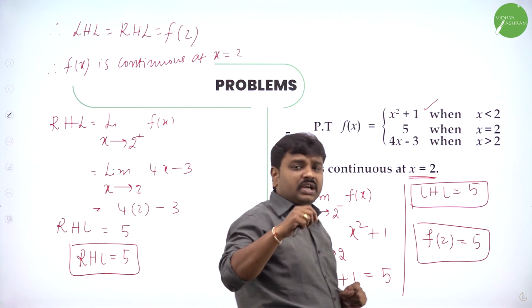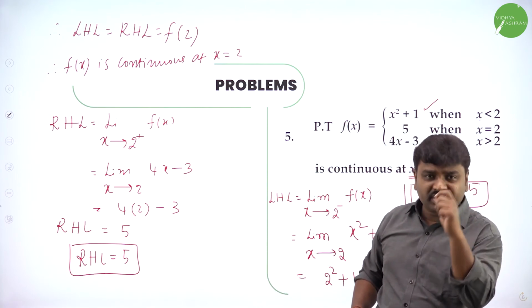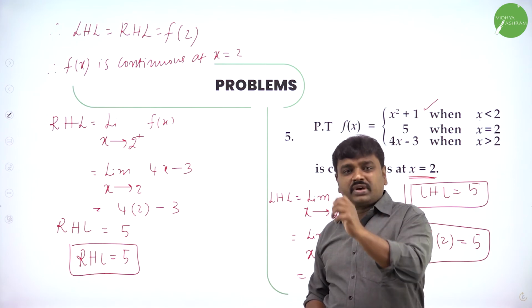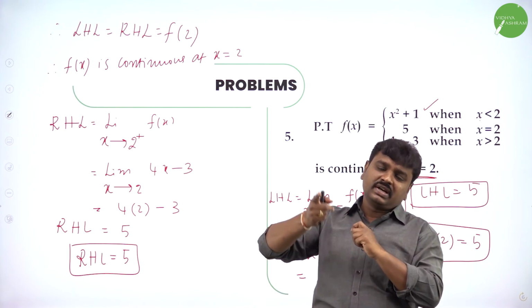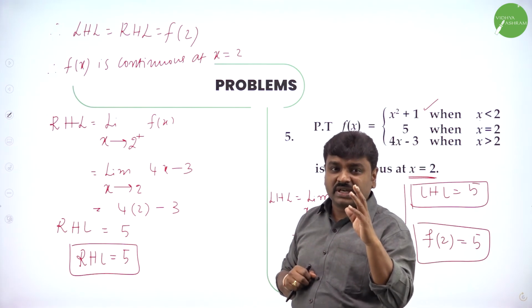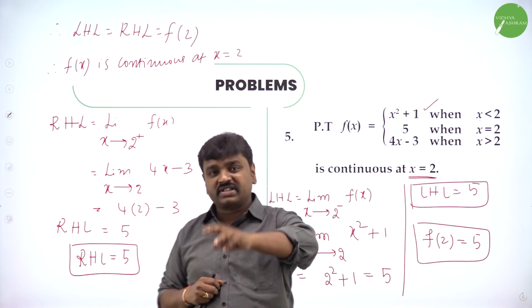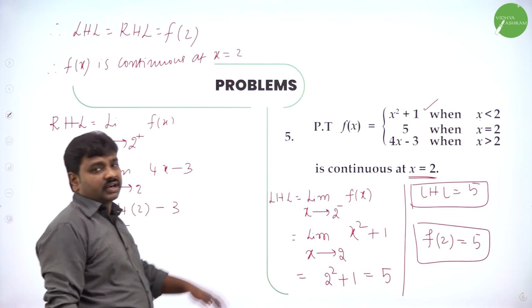What is LHL? Limit x tends to a minus f of x. That is, limit x tends to a minus means choose the function when x is less than a. RHL means limit x tends to a plus f of x, means limit x tends to a but choose the function when x is greater than a. Like that we have done and we got it.